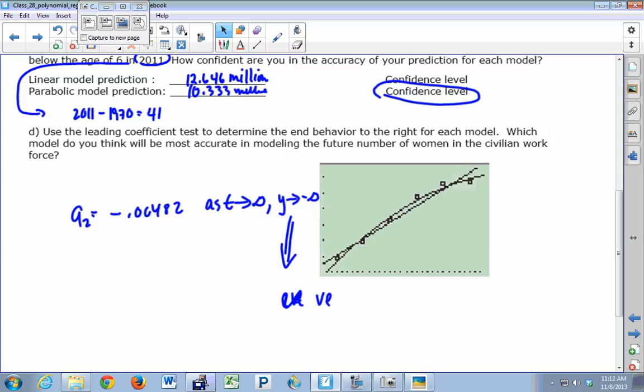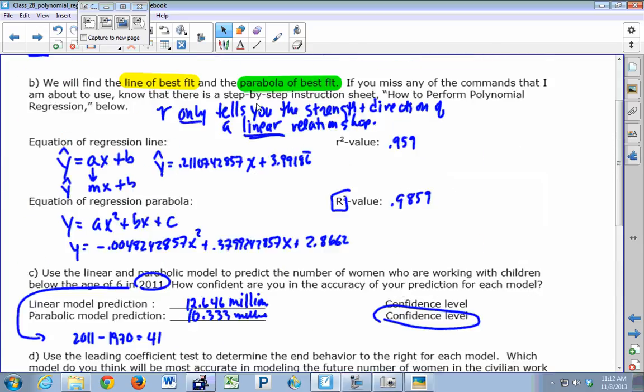Okay, eventually, model breakdown. So you've just got to be careful when you use these models how far outside your data set you go to make predictions. Okay, any questions on anything that we've done for this particular example, either finding the line of best fit or the parabola of best fit, quadratic regression?